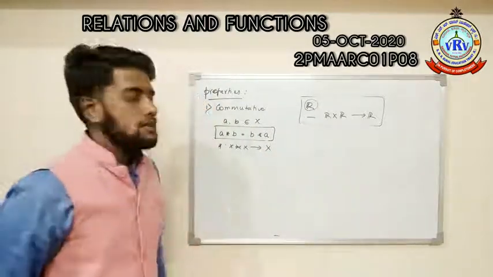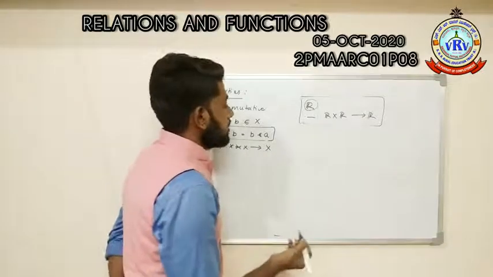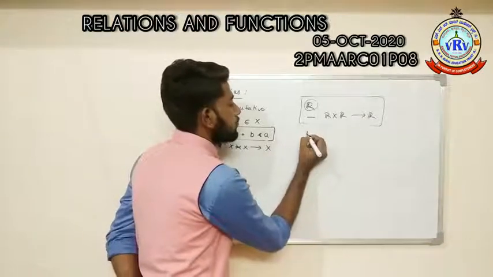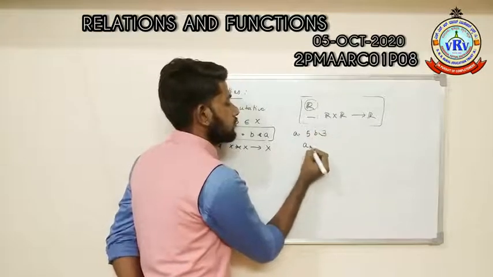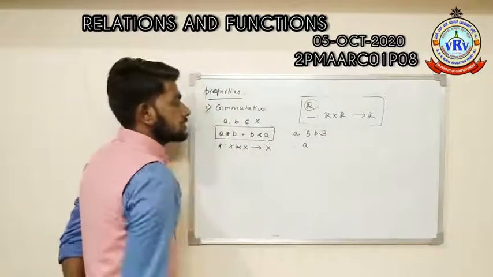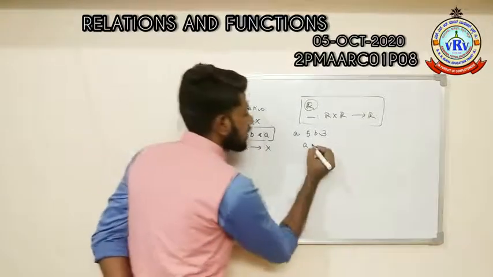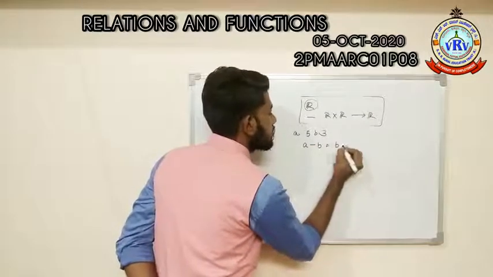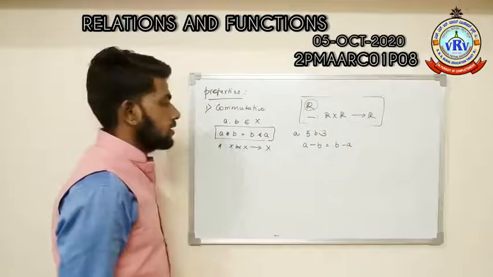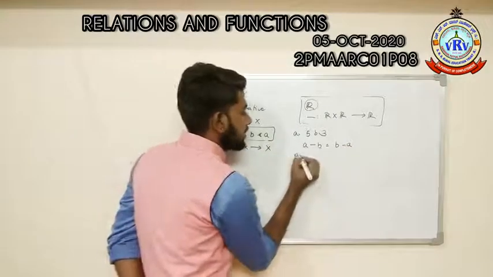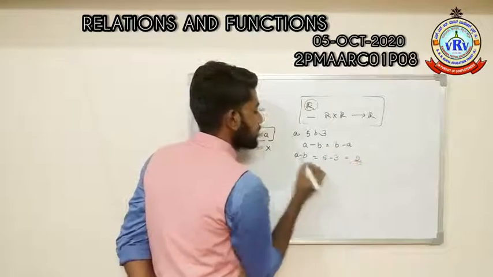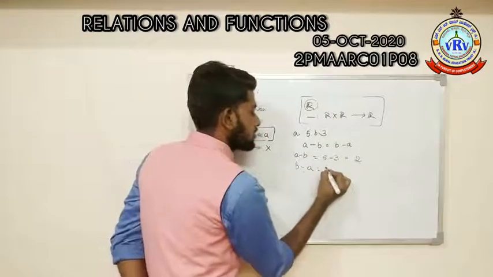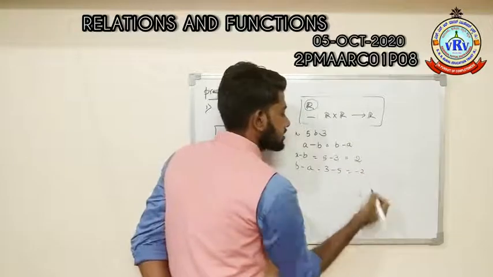For the same set, I will take two elements, 5 and 3. A is equal to 5, B is equal to 3, and to tell whether subtraction is commutative, I have to check whether A minus B is equal to B minus A. First I consider A minus B, that is 5 minus 3, the answer is 2, and B minus A is 3 minus 5, the answer is minus 2.